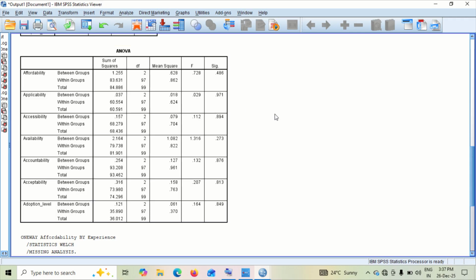That means there exists no significant difference in the applicability, accessibility, availability, accountability, acceptability and adoption level according to the experience of respondents.